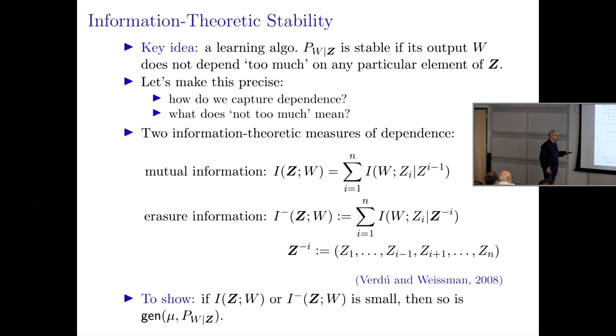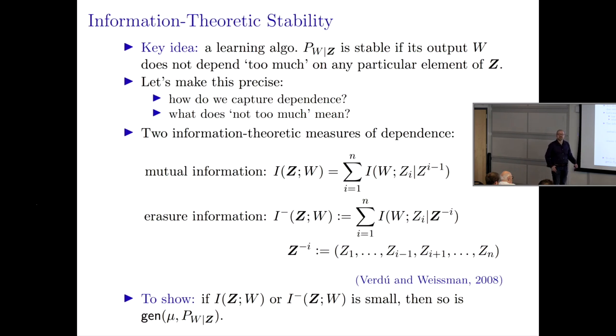And of course, by the chain rule, we can simply express it as a sum of conditional mutual informations. So it's a conditional mutual information between W and the ith training instance, given all the previous ones. The superscript i minus 1 means that I'm just taking the first i minus 1 coordinates of this bold Z.